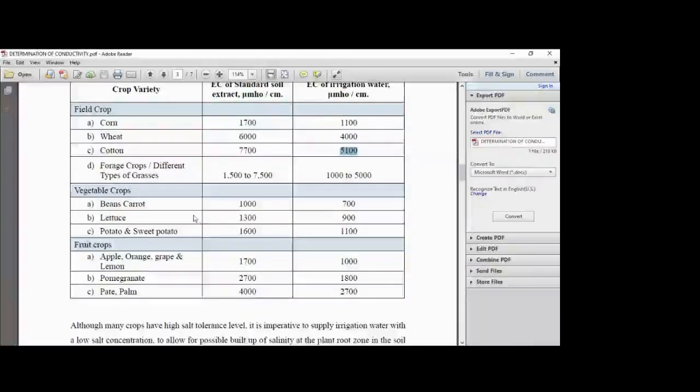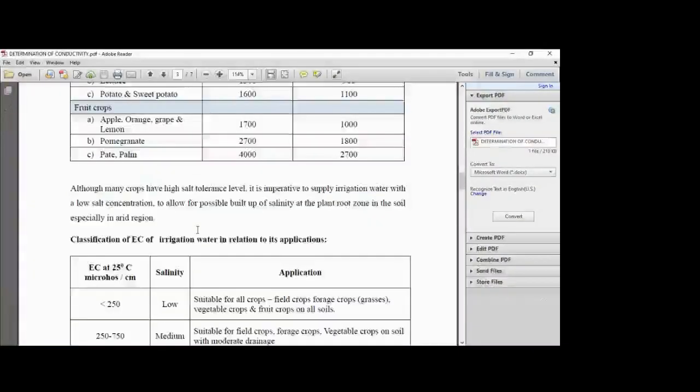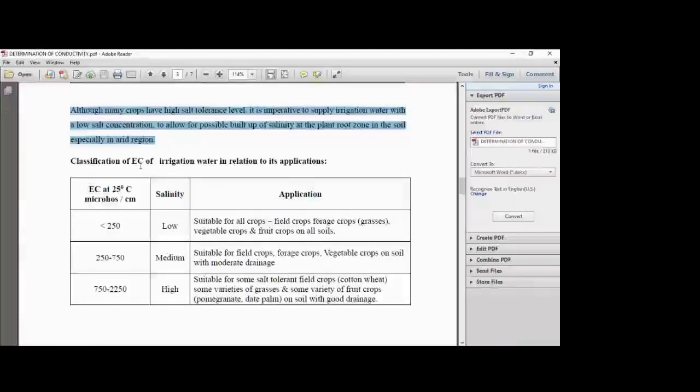I'm not going to discuss all of this, but I just want to make you aware that this electrical conductivity value has a huge application for irrigation water, because we have to use treated wastewater at some place or another, and if it is to be used for irrigation, right? There are some standards that we need to consider, and at that juncture these standards are very, very important. So, the classification of the electrical conductivity of irrigation water in relation to its application, right?